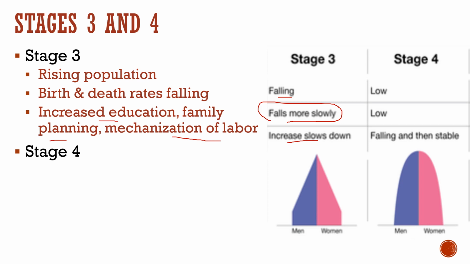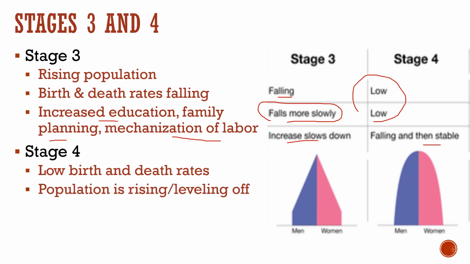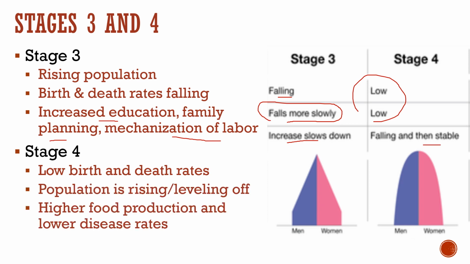Then as we move into stage 4, we can see both the birth and the death rates are low. So that means that we have a stable or kind of falling population as it starts to level off there. This is due to good food, also lower disease rates. So again, that death rate is falling, but also we have the lower birth rate due to the same things we just talked about in stage 3.